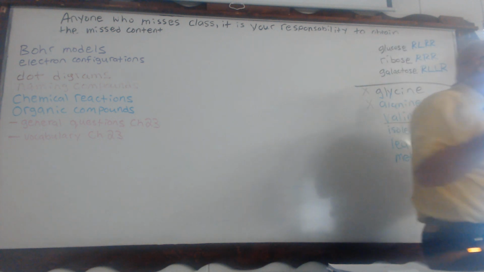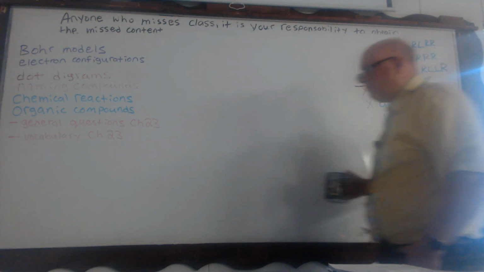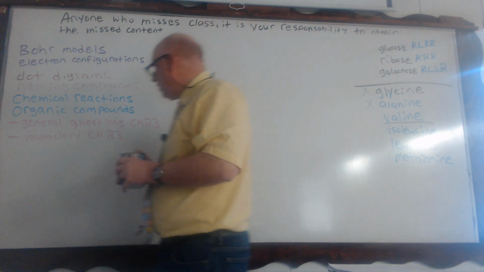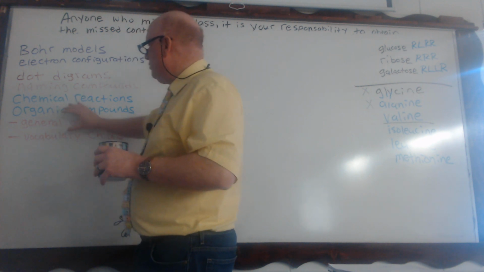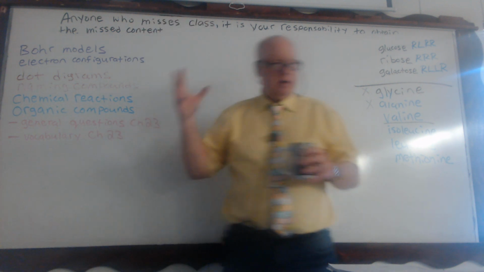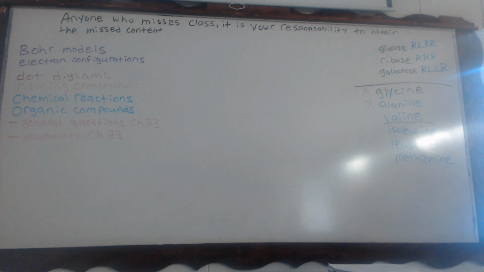Then it says dot diagrams and naming compounds. Then we went on to chemical reactions, which would include both balancing and classifying reactions. And then finally, we had wrapped up organic compounds. And a little side note here. On the final, there's some general questions from Chapter 23 that deals with organic compounds, and then also some potential vocabulary from Chapter 23.